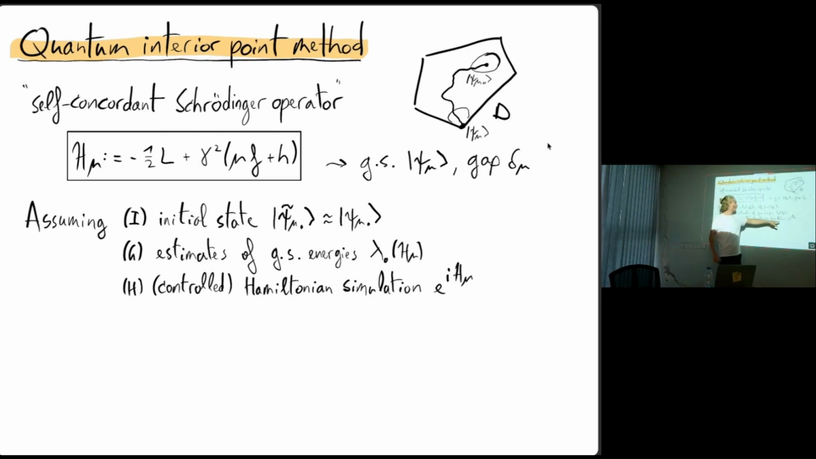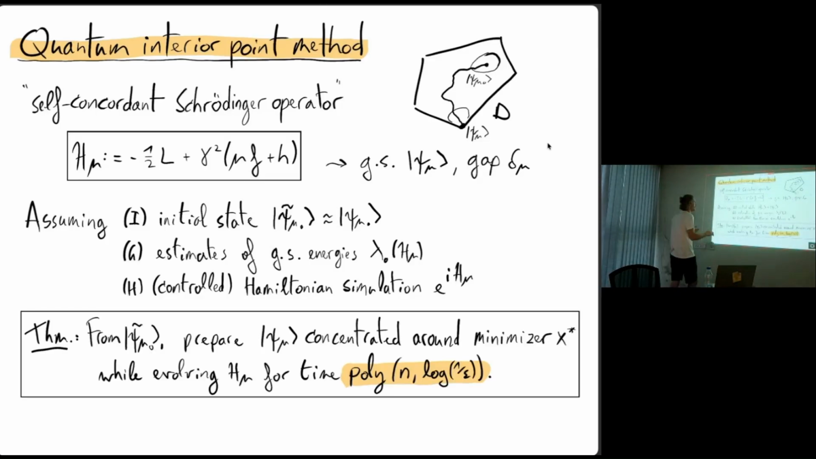And finally, this is the point where we assume that you can do Hamiltonian simulation, in fact, controlled simulations. If you can do these things, then we prove this theorem. So starting from this initial state or approximation of the initial state, we can prepare psi mu for mu large enough so that we're really concentrated around the minimizer. So we're preparing this quantum state concentrated around the minimizer while evolving the Hamiltonian mu, by applying this operator a number of times that's polynomial in dimension and log one over epsilon.